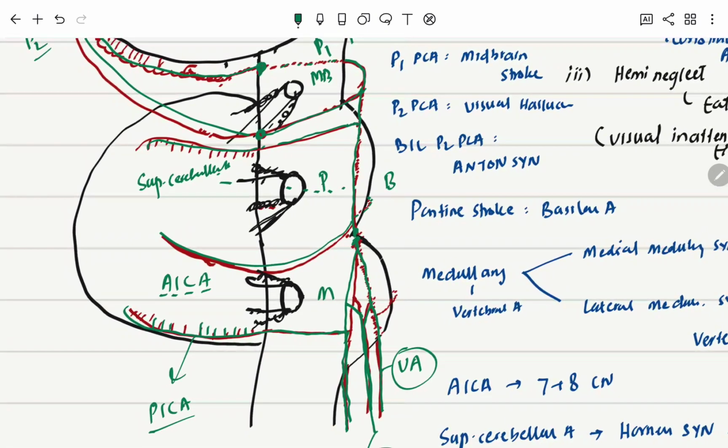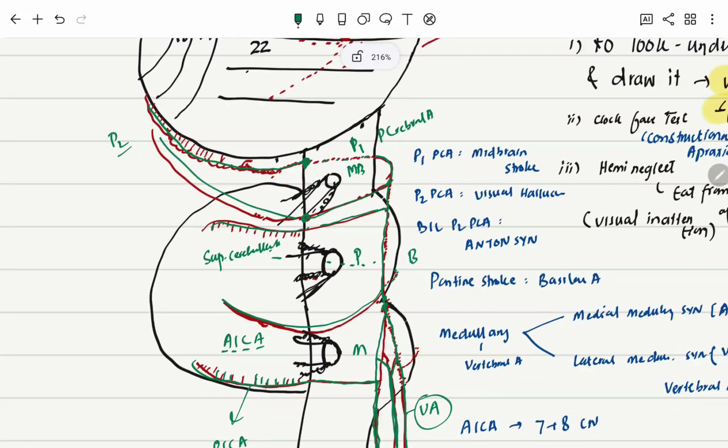So what happens if we block the P1? If there is some embolus in the P1 of the posterior cerebral artery, we will have a midbrain stroke. I'm going to discuss each of these strokes subsequently. When we block one branch of the P2 posterior cerebral artery, the patient is going to have visual hallucinations. If we block both of these P2 PCA portions, we will have Anton syndrome. I have discussed Anton syndrome in the last video.